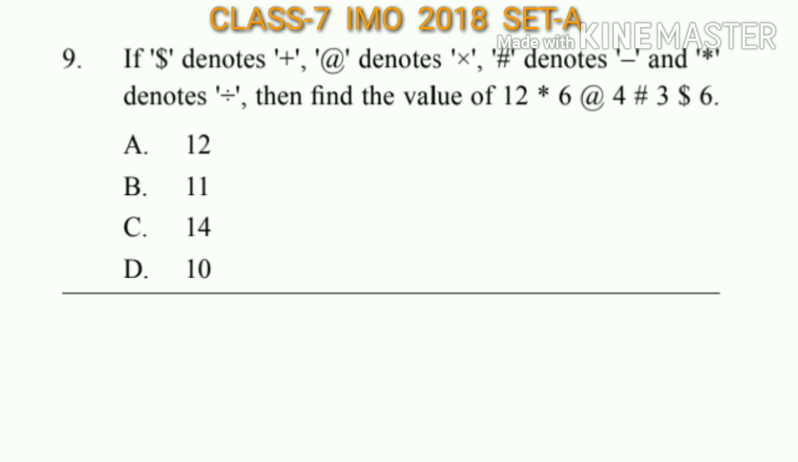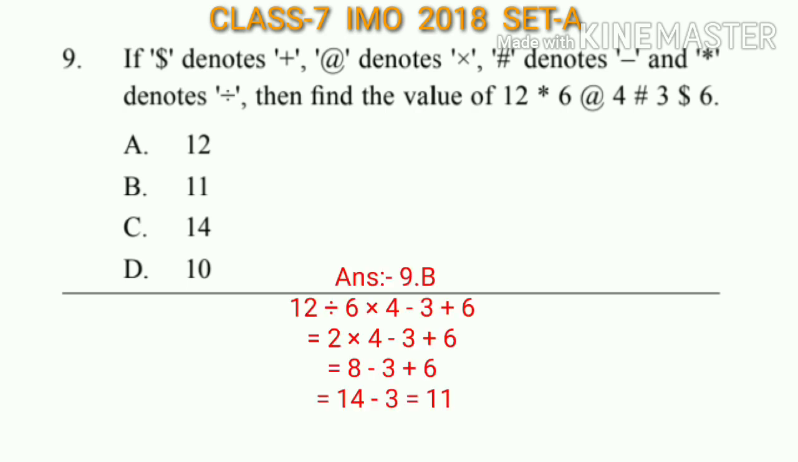After putting plus in place of dollar, multiplication in place of hash, and division in place of minus, the equation will be 12 divided by 6 multiplied by 4 minus 3 plus 6. So it will be 14 minus 3, which is 11. So the answer will be option B.